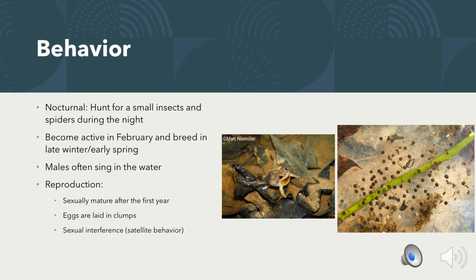Another interesting characteristic of the upland chorus frog is that they use sexual interference. This means that satellite males will sit quietly near calling males, and when females approach, they can also participate in mating.